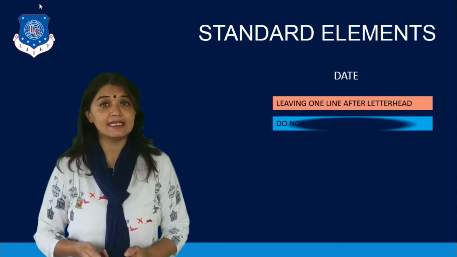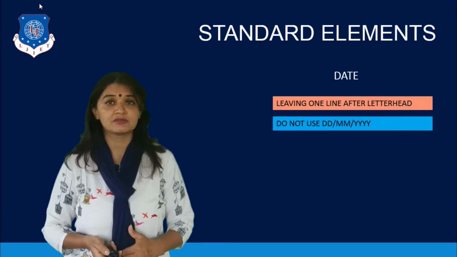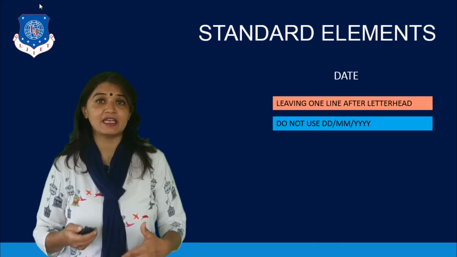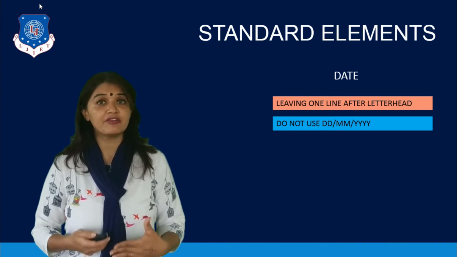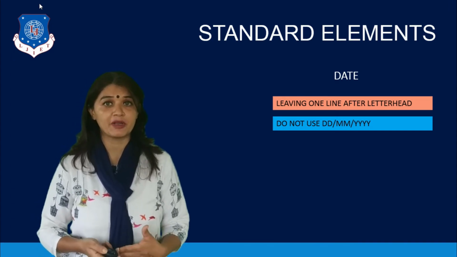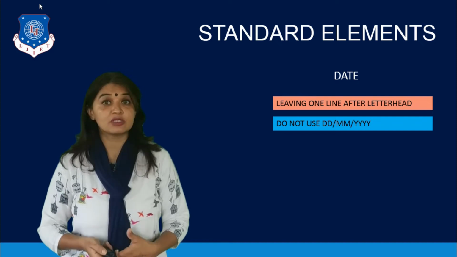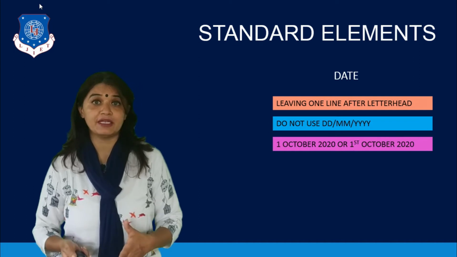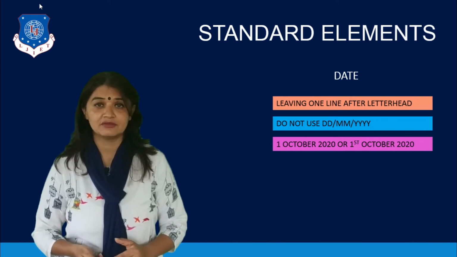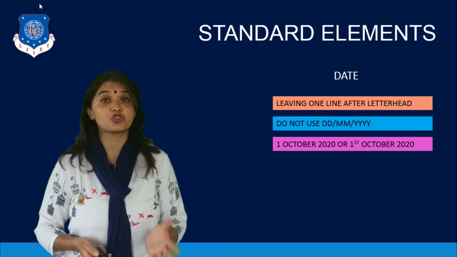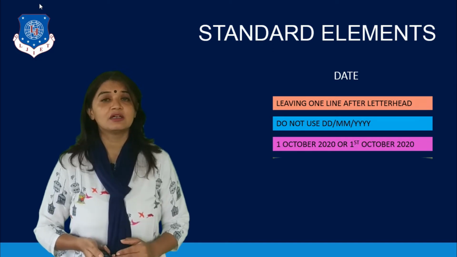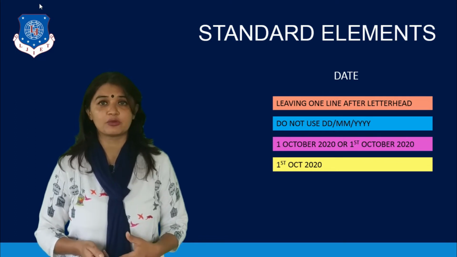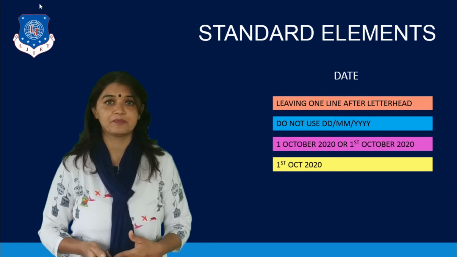Now, will you follow the DD, MM, YYYY date format? No, you should not follow that, because you may have to send letters to many different countries. If those countries don't follow the same format, then there will be confusion. So you must write like 1st October 2020 or 1 October 2020. You can even write the name of the month in a short form like 1 OCT 2020. You may or may not put a comma after the month name.